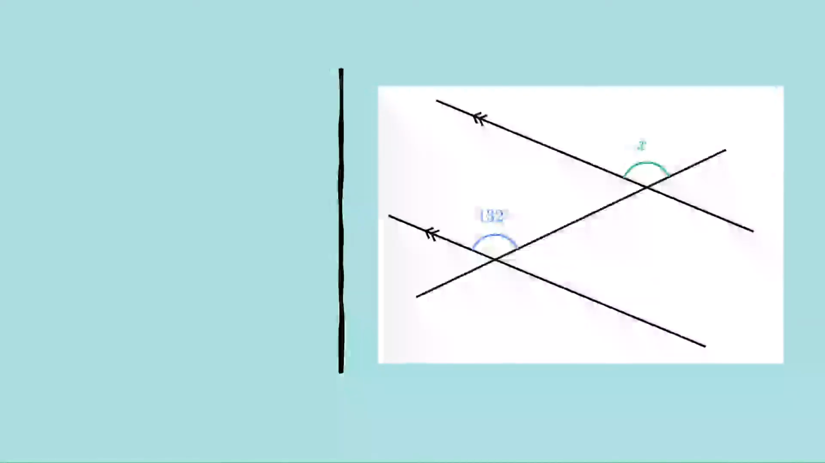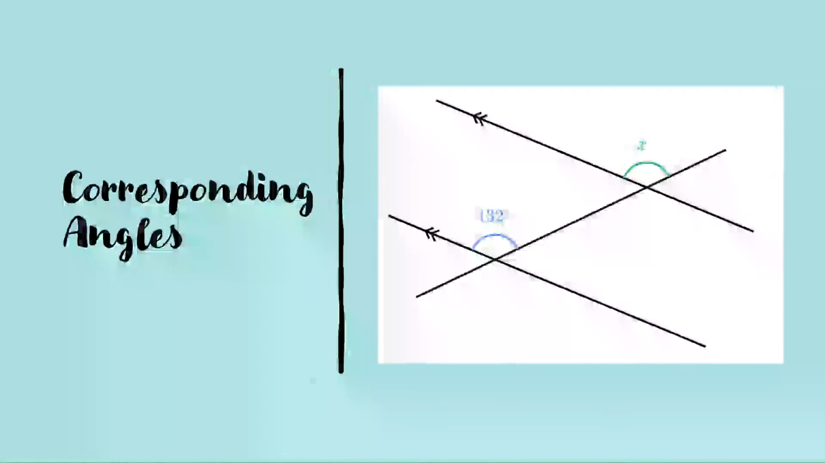In this example, I notice the parallel lines, which by the way are the lines that have the arrows on them. So the parallel lines are here, the transversal cuts through it, going up towards the right. So I notice that these angles, my blue angle, my green angle, are corresponding angles. Well, I know that corresponding angles are congruent, and therefore angle X will have the same measure as the blue angle. So X equals 132 degrees.